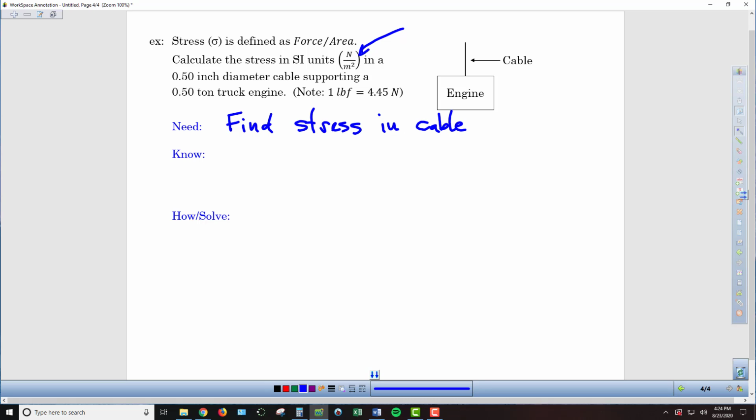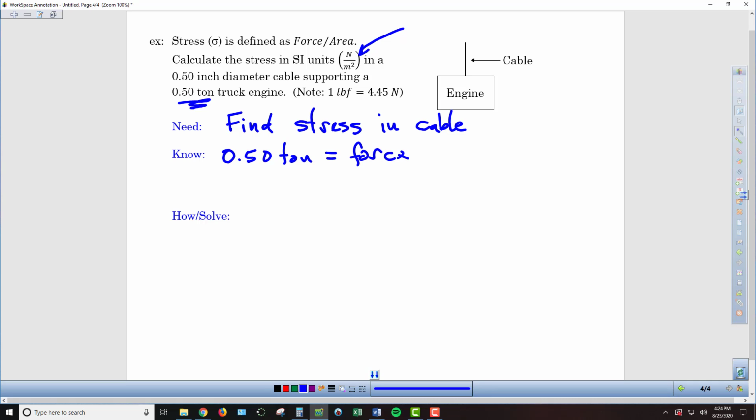And so what are the things that we know? Well, we know that the force is this half a ton. And we should take note that weight is a force. We'll study that in greater detail as well. So that is a force, so 0.50 tons is the force being applied to the cable due to the weight of the engine.